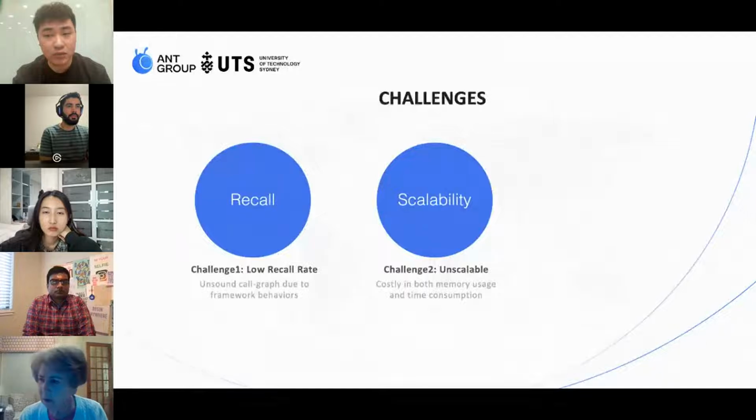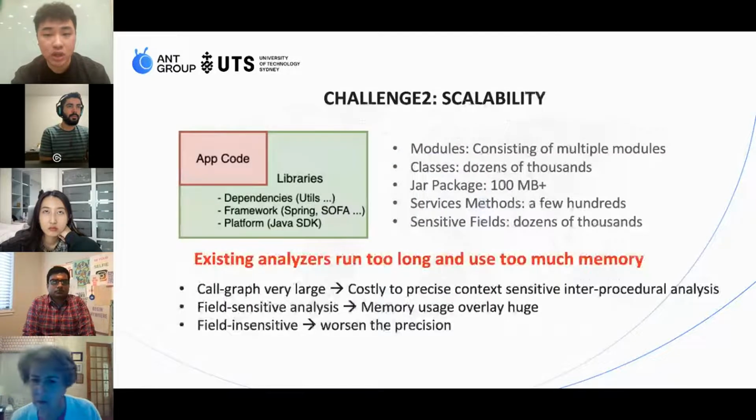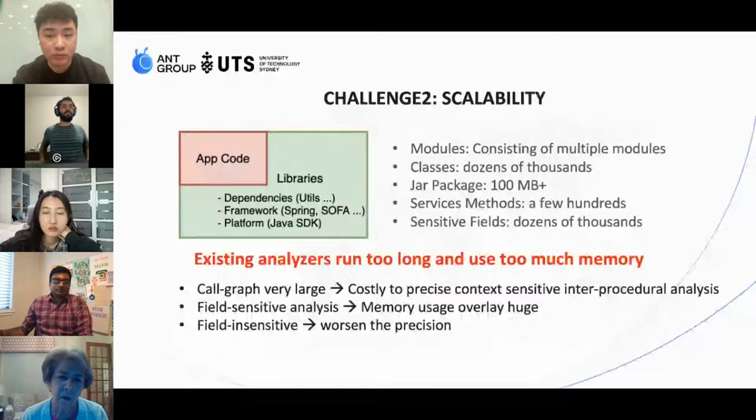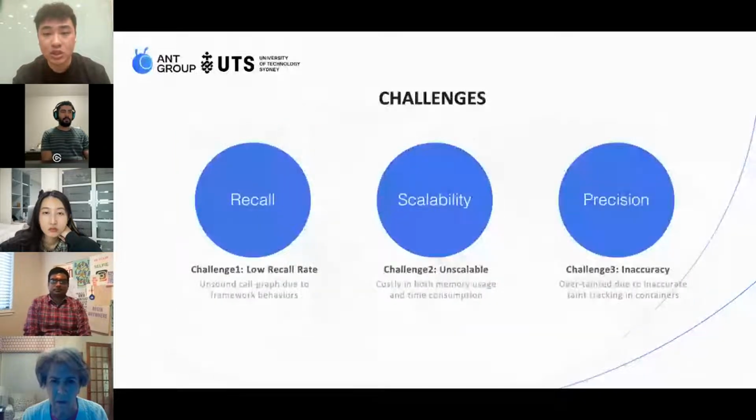Scalability is another obstacle for static taint analysis. Even though it is possible to get a sound and precise call graph, the obtained call graph will be very huge because of the large scale of the microservice application. It is costly to run the precise context-sensitive inter-procedural analysis on such a large-scale call graph. And what is worse, the memory usage could be already huge if the heap is abstracted precisely, for instance with field-sensitive analysis. Precision is another significant concern for static taint analysis.